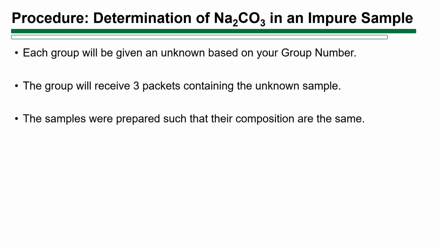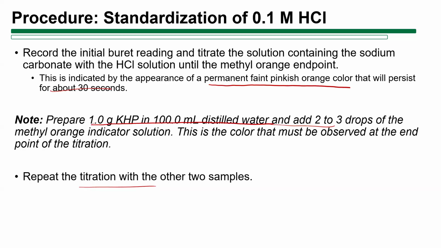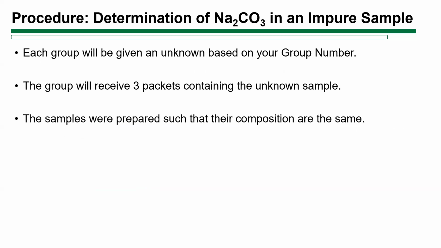Once you have standardized your HCl, you can now determine your sodium carbonate. By the way, you don't have to finish all the calculations here before proceeding to the third part. Just record the raw data, then proceed with the third part. Here is the part where you will start to determine your sodium carbonate. Each group will be given an unknown, and you will be receiving 3 packets containing the unknown sample. So this will serve as your triplicate. Don't worry because we have prepared the composition equally, they're the same for every group.